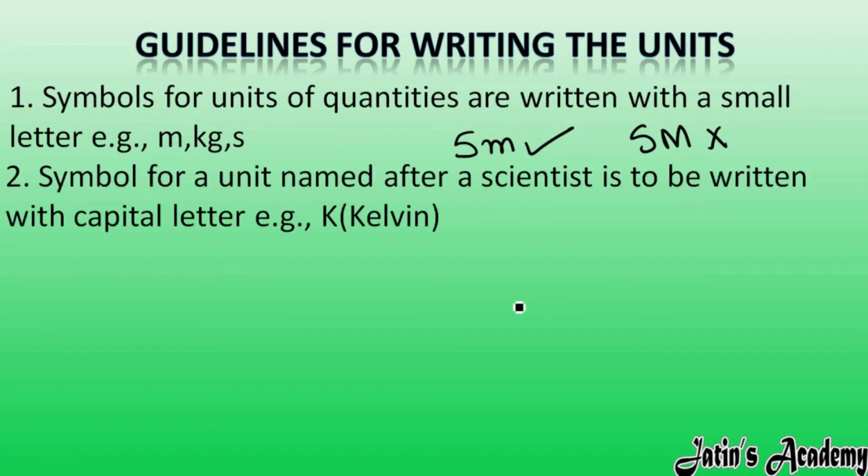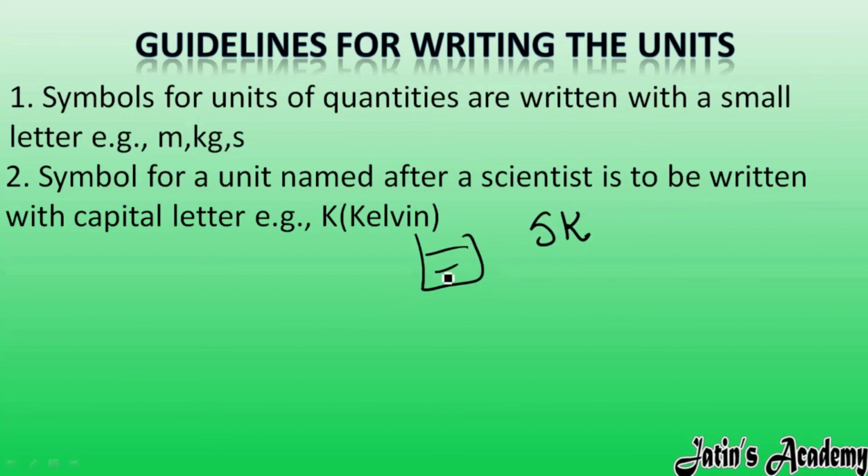Second, we have the symbol for a unit named after a scientist. For example, Kelvin, the temperature unit. Kelvin is actually a scientist's name, and the unit name was given from his name only. So this Kelvin you will write, for example, 5 Kelvin. Temperature of this ice cube is 5 Kelvin. So 5 Kelvin you will write in capital letter. You will not write it in small letter.